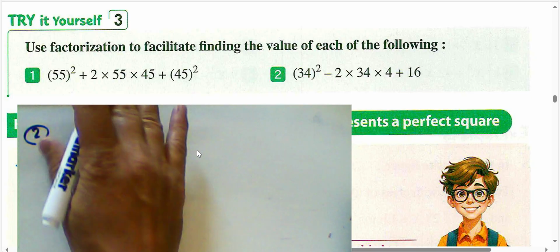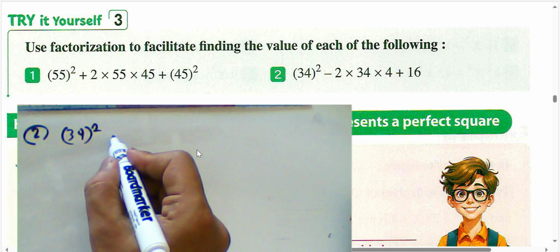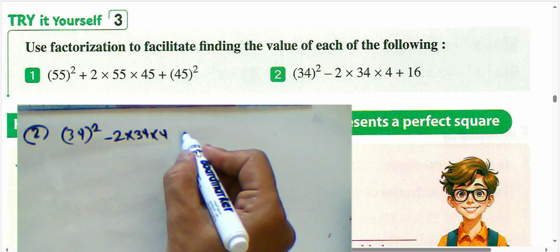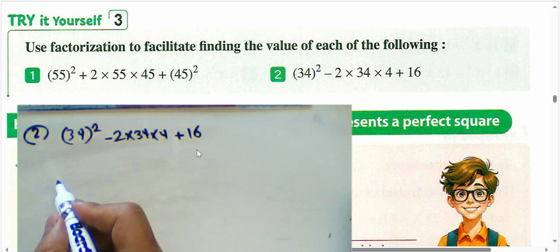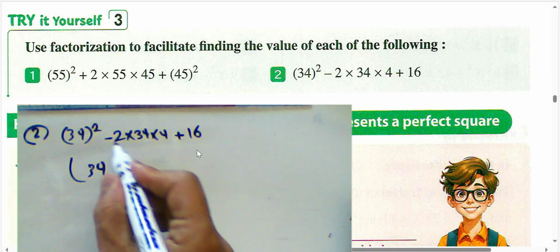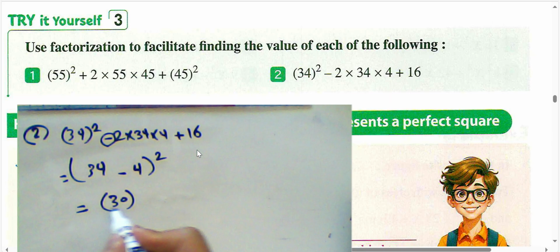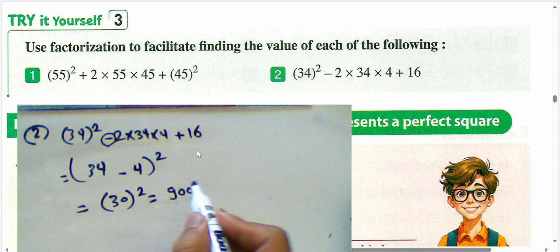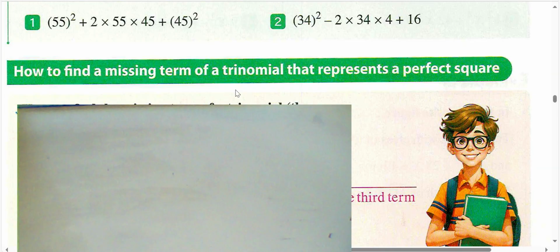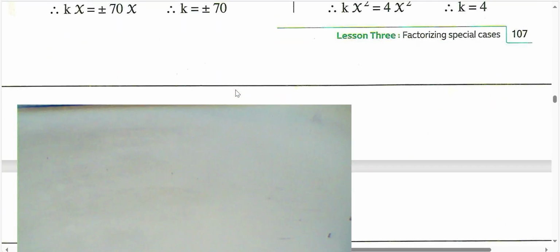Question number 2. 34² - 2 times 34 times 4 + 16. We can write the square root of the first, it will be 34, and the square root of the third, it will be 4, and keep the sign of the middle and then power 2. And the result will be 30², it will be 900. Okay, now we can find the value.